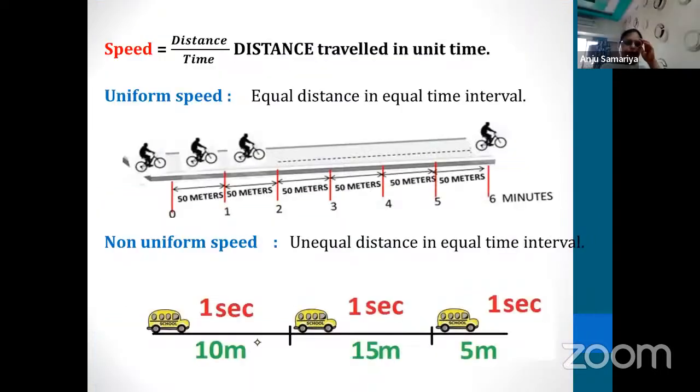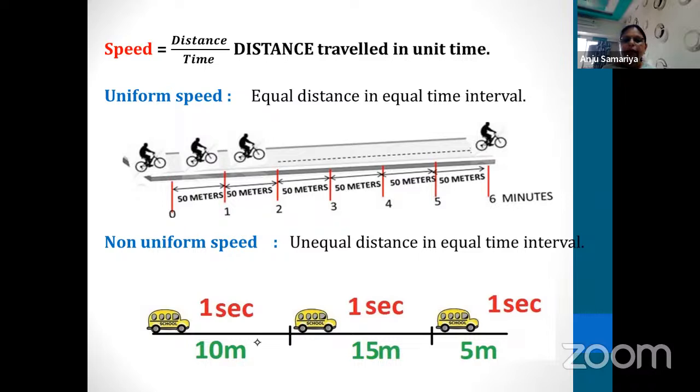Now, speed. Speed is the distance per unit time, or the distance traveled in unit time. We have uniform speed if equal distance is traveled in equal intervals of time. For example, 50 meters in 1 minute: every minute the boy is cycling at a speed of 50 meters per minute, so the boy is moving with a uniform speed.